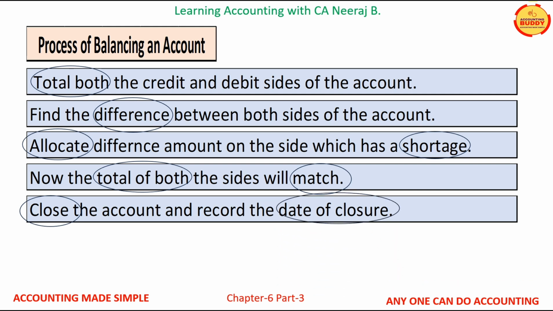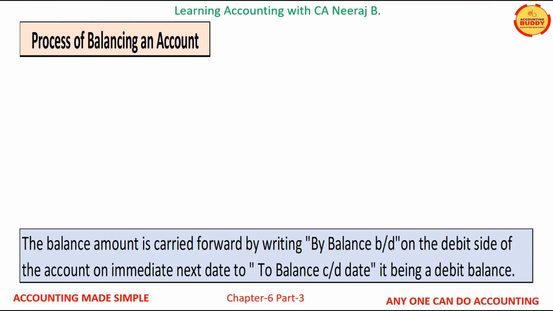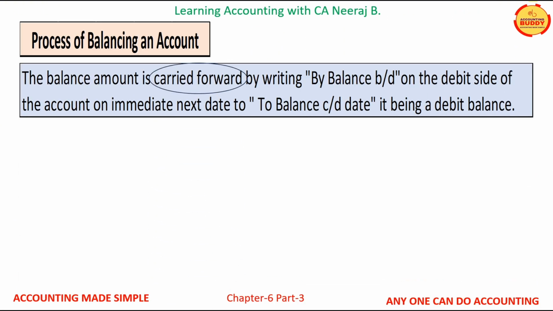If the credit side is shorter, the balance amount, that is the excess of total debits minus total credits, will be entered on the credit side by writing "by balance carried down" with date. The balance is carried forward by writing "to balance brought down" on the debit side of the account on the immediate next date to the balance carried down date, it being the debit balance.